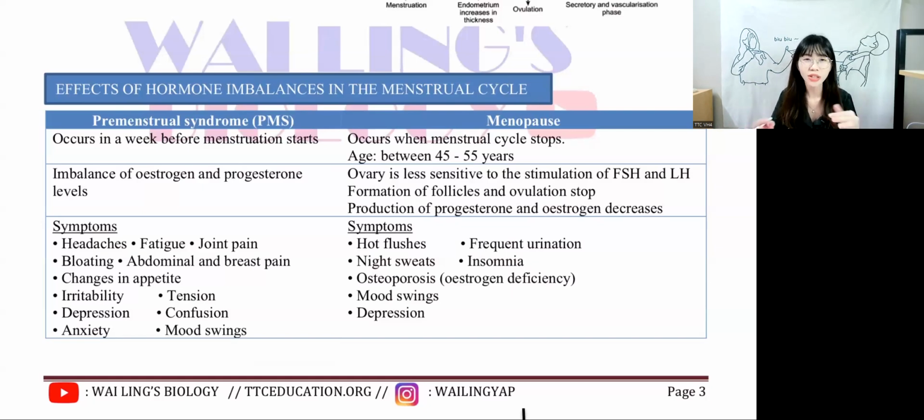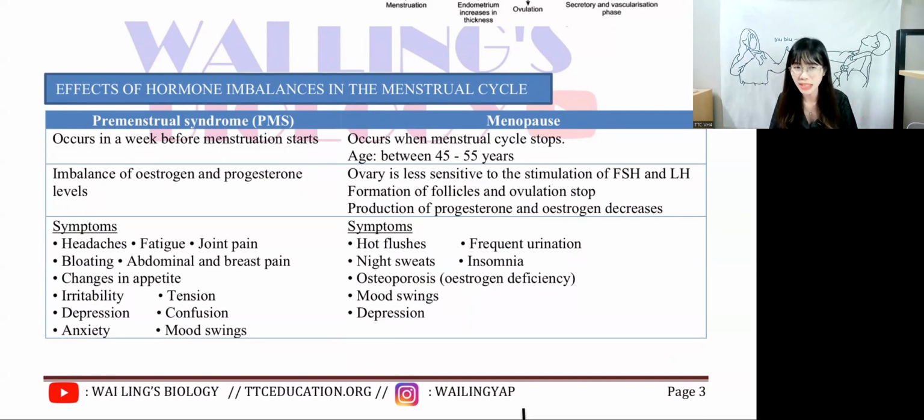In menopause, women usually will not get pregnant anymore because their ovaries will not produce so much FSH and LH. It means that they will not produce any follicles. They will not have any ovulation. So she will not produce progesterone and estrogen anymore. So the chances of them getting pregnant is actually very, very low. So this is during menopause.